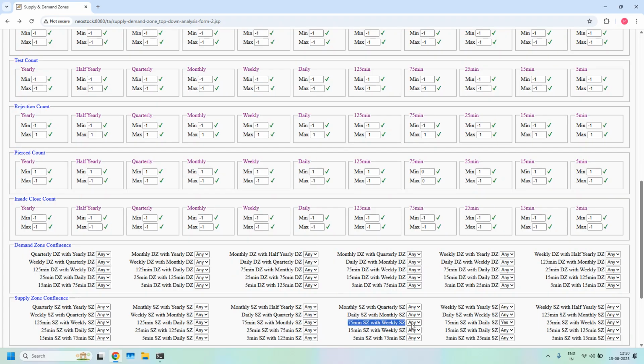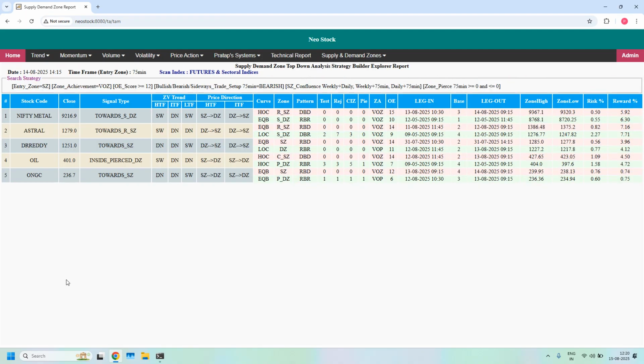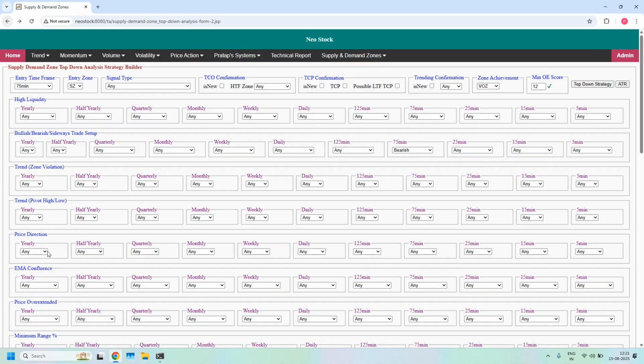Next 75 and weekly, daily and weekly supply zone confluence. With all the 3 filters, we got 5 stocks. In all these 5 stocks, these 75-minute supply zones are overlapped with daily supply zone, both together again overlapped with weekly supply zone. And weekly trend is a downtrend in only 2 stocks. Let's verify out of these 2, any weekly supply zone having weekly EMA confluence.